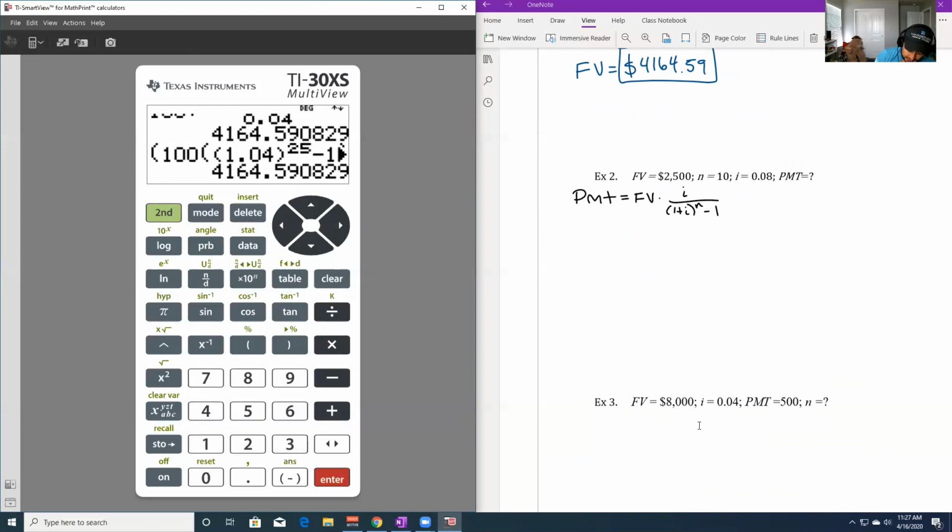So let's solve it. So we get payment equals the future value of 2,500 times I, which is 0.08, over 1 plus 0.08 to the n power, which is 10, minus 1. Okay, now we have all the pieces where they need to be. Go ahead and calculate.